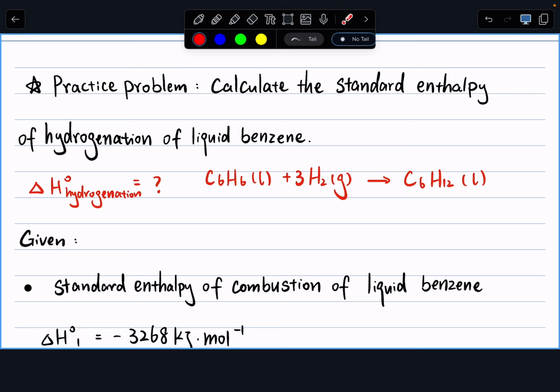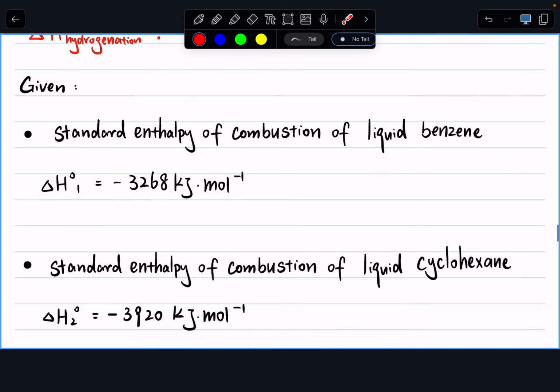So how do we set it up? We can calculate it by looking at the standard enthalpy of combustion of liquid benzene, the standard enthalpy of combustion of liquid cyclohexane, and then the standard enthalpy of formation of water, and then add them together to build our overall reaction. So this is a kind of example question you might encounter for this part of the lecture, which is Hess's law.